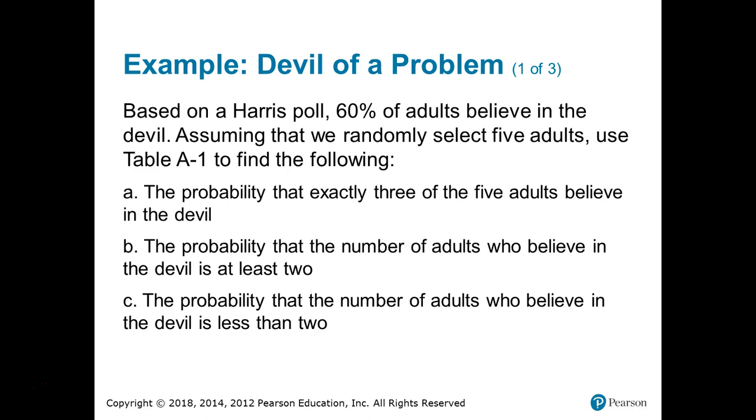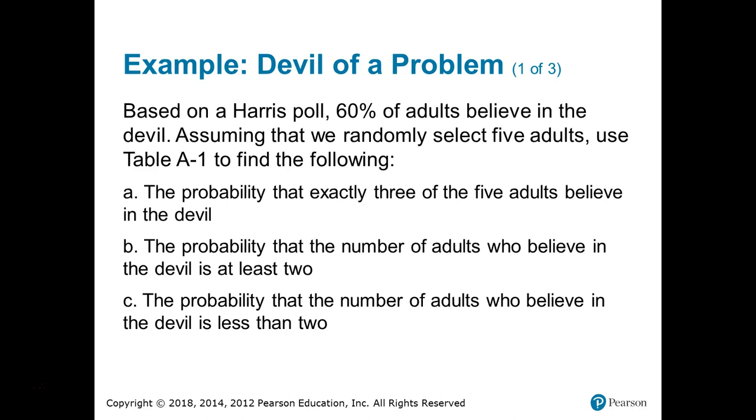All right, let's do another example. Based on a Harris poll, 60% of adults believe in the devil. Assuming that we randomly selected 5 adults, use table A1 to find the probability. What's table A1? Okay, so this is an important distribution table that we will be using for the rest of the course. This is the first time you're being introduced to this, at least that I remember.